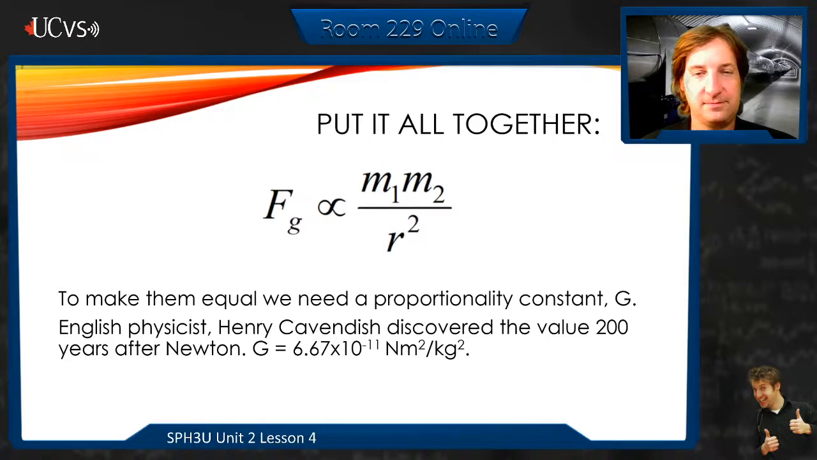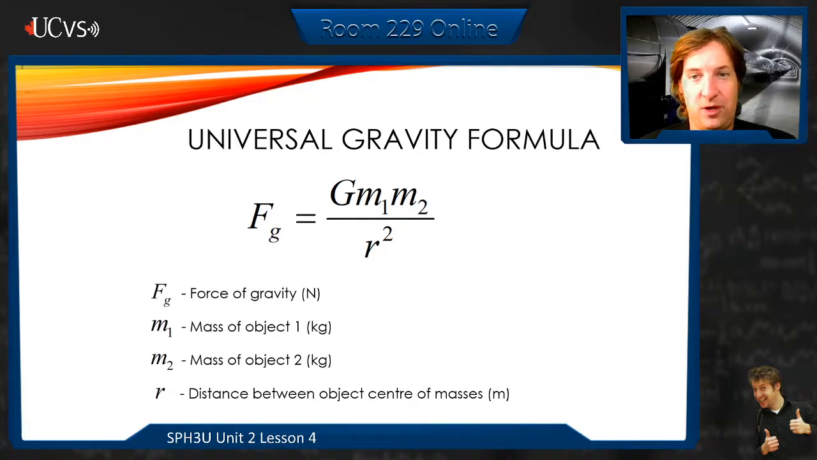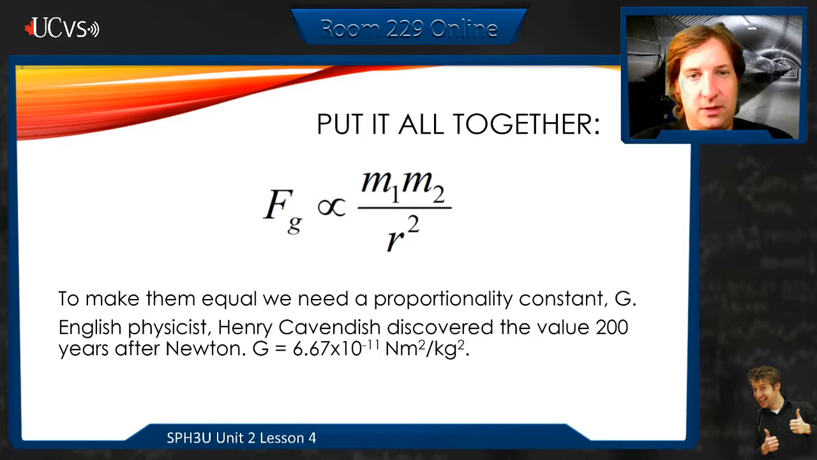Okay? And we put it all together and we come up with the Newtonian universal gravity formula. G M M over r squared. Okay, so the force of gravity measured in newtons is equal to the mass of one object times the mass of the other object divided by the square of the distance between them, and then multiply that by 6.67 times 10 to the negative 11. Okay, and notice the units on G: Newton meters squared per kilogram squared.